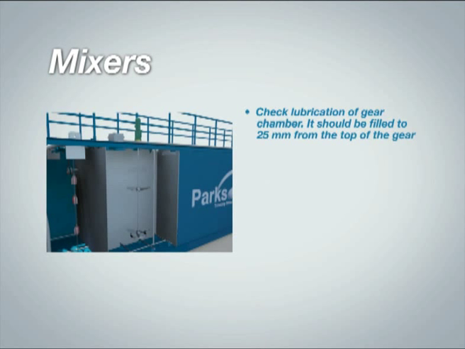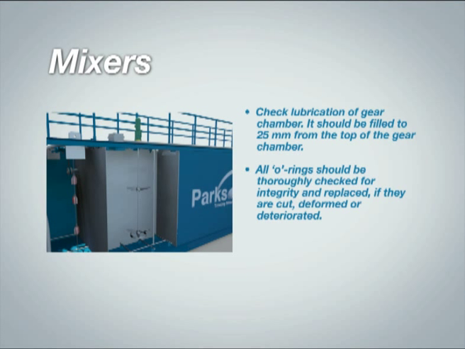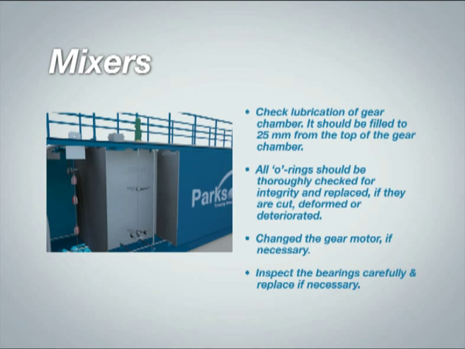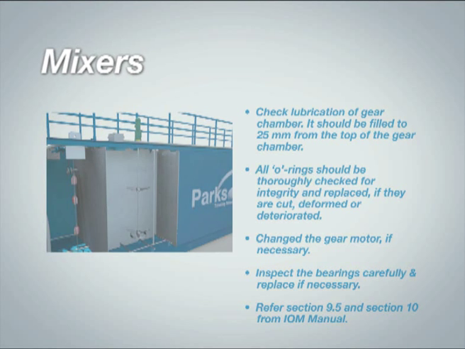Mixers. Check lubrication of gear chamber. It should be filled to 25 millimeters from the top of the gear chamber. All O-rings should be thoroughly checked for integrity and replaced if they are cut, deformed, or deteriorated. Change the gear motor if necessary. Inspect the bearings carefully and replace if necessary. Refer Section 9.5 and Section 10 from the IOM manual.